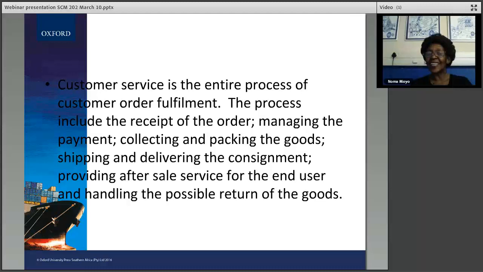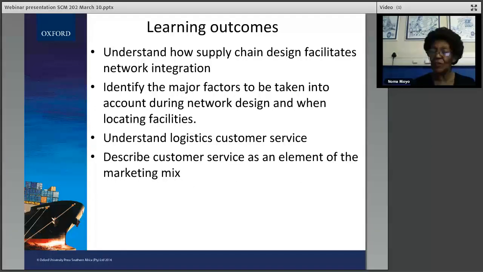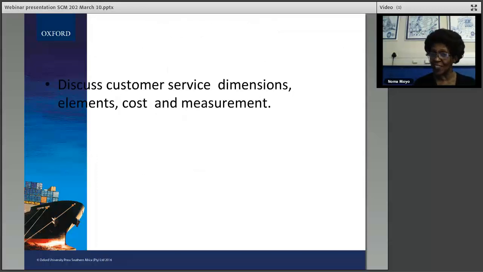Customer service is the entire process of customer order fulfillment. The process includes the receipt of the order, managing the payment, collecting and packing the goods, shipping and delivering the consignment, providing after-sale service for the end user, and handling the possible return of the goods, which is reverse logistics.